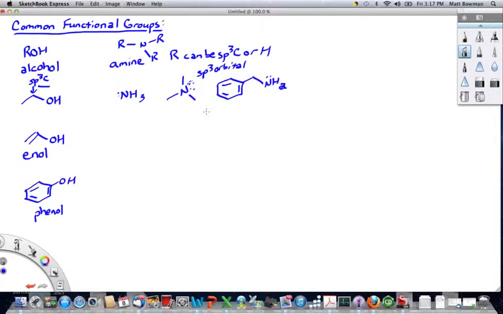Okay. If they're attached to an sp2 carbon, then that drastically changes the character of that, and they are no longer an amine. If they are attached to a benzene ring, for example, this is referred to as an aniline. If it's attached to an alkene, this is referred to as an enamine. Again, these are different from amines.